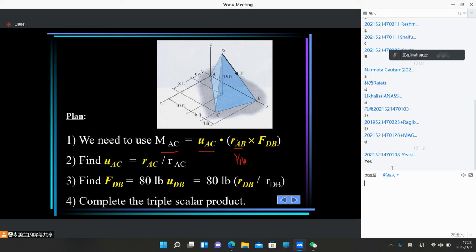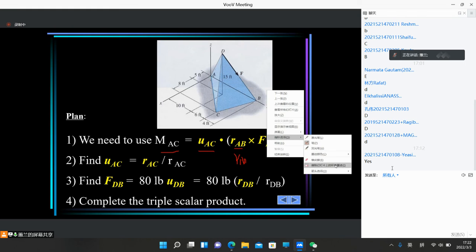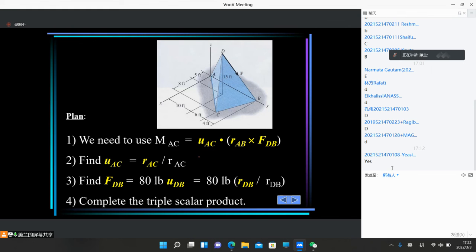Instead of UAC, I use UCA dot RCD cos FDB. Again, I write down here. I don't use UAC. I use UCA. We know UCA doesn't equal UAC, right? Even though their magnitudes are both equal to 1, the directions are opposite, right?